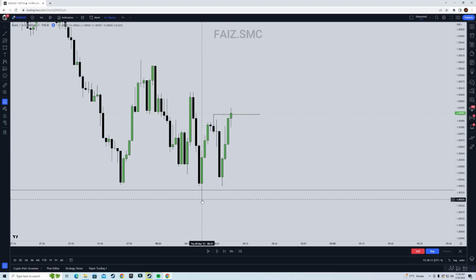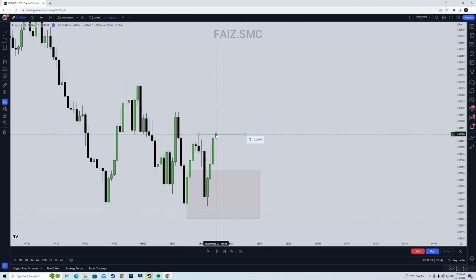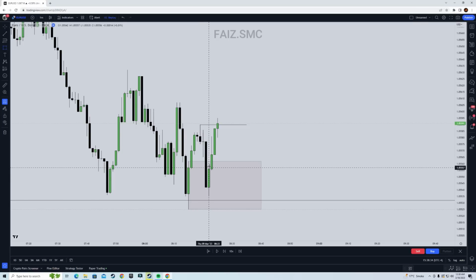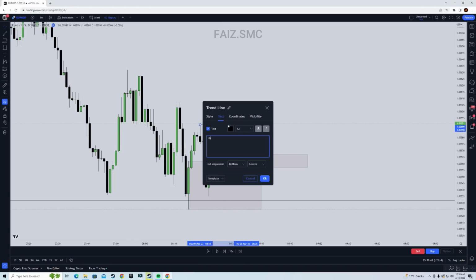However, as you can see, after sweeping the liquidity, we had a bullish reaction that created a fair value gap right here. So price filled in the fair value gap right here, and then price went up again and did a break of structure, leaving behind this fair value gap right here. Okay, so now that is a CHoCH or market structure shift, whatever you want to call it. Okay, I don't care.